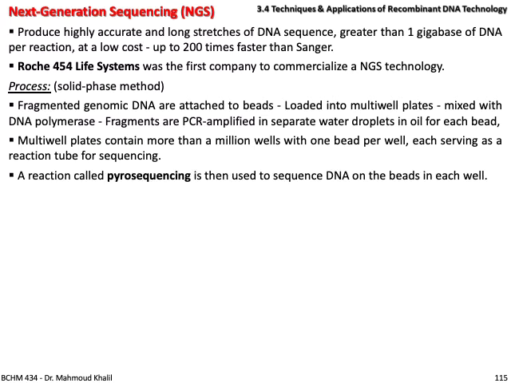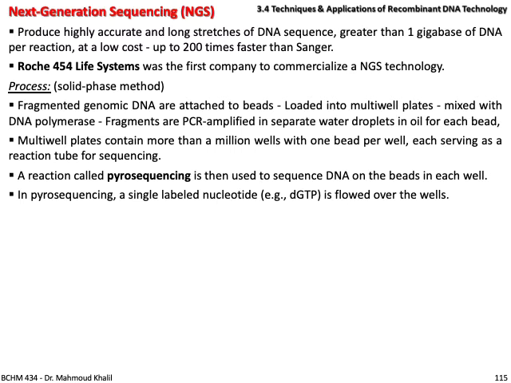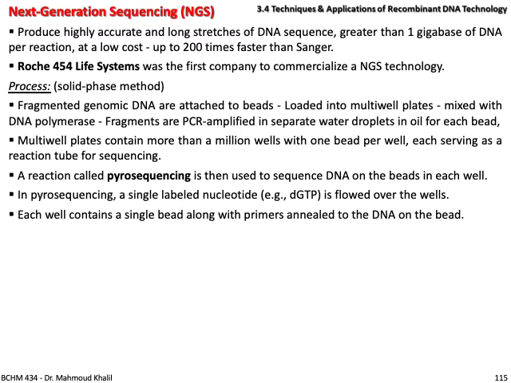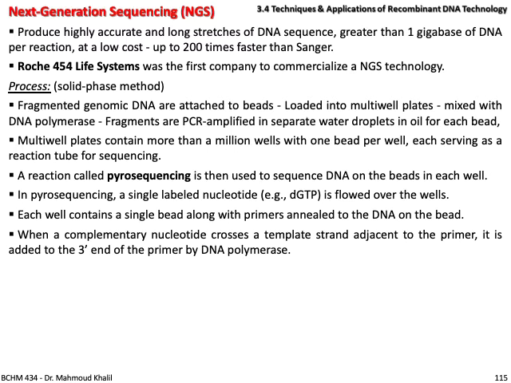This reaction is called pyrosequencing. The reaction is then used to sequence DNA on the bead in each well. In this reaction, a single labeled nucleotide, dGTP, is flowed over the well. So a single labeled nucleotide, one at a time, is flowed over the well. Each well contains a single bead along with primers annealing to the DNA on the bead. When a complementary nucleotide crosses a template strand adjacent to the primer, it is added to the 3' end of the primer by DNA polymerase.